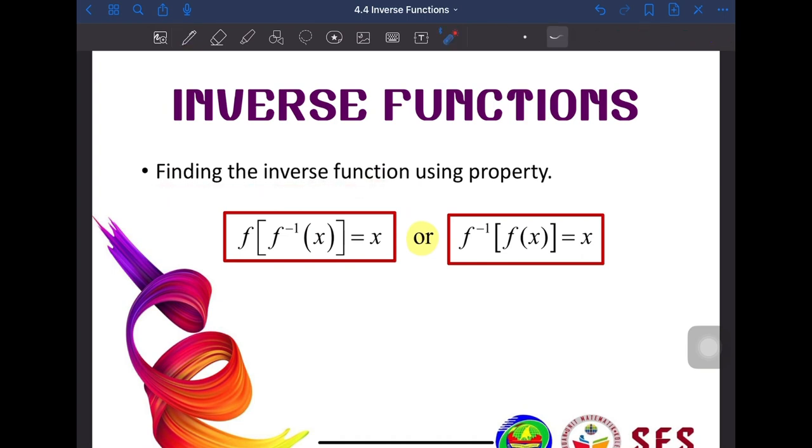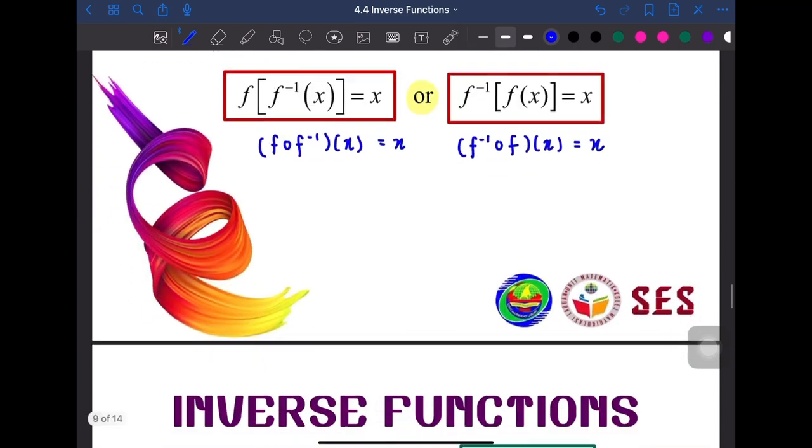Kita nak cari. Okay, so nak cari dia ada satu sahaja method, which is kita akan pakai property. We have 2 property. So property ni sama je sebenarnya, which is property yang pertama, f compose dengan f inverse akan dapat x, and then f inverse compose dengan f akan dapat x. Ataupun cara lain nak tulis macam ni. So f compose dengan f inverse akan dapat x, and then f inverse compose dengan f akan dapat x juga. Okay, that's how you tulis. Cara lain lah, sama je maksud dia. Okay, so kita try terus buat example.